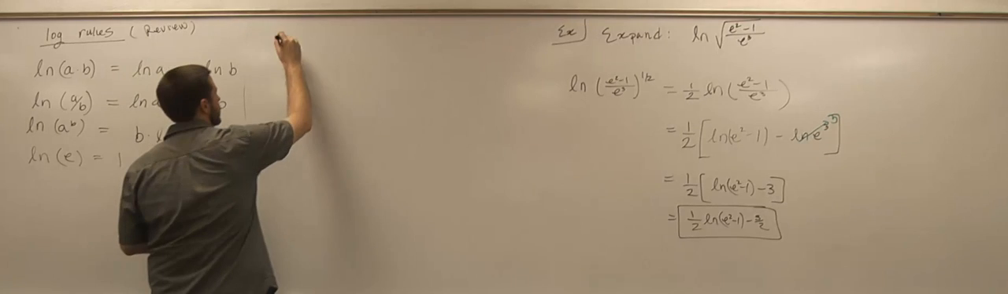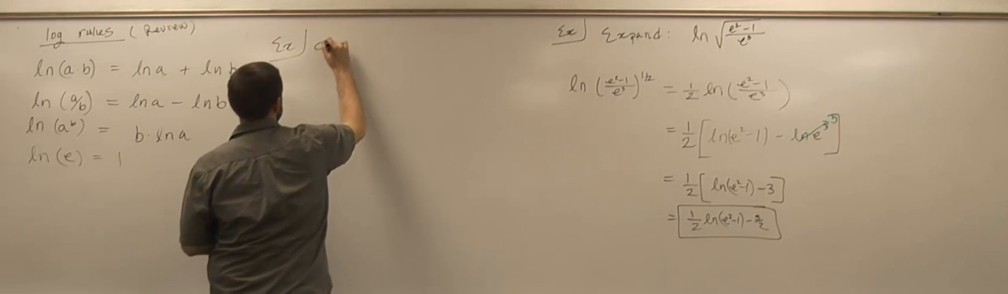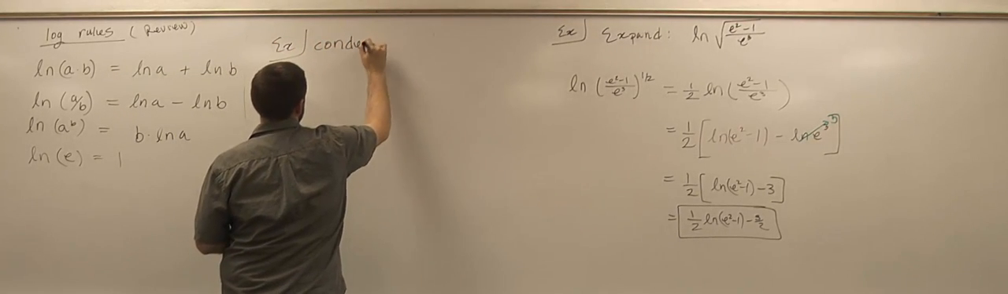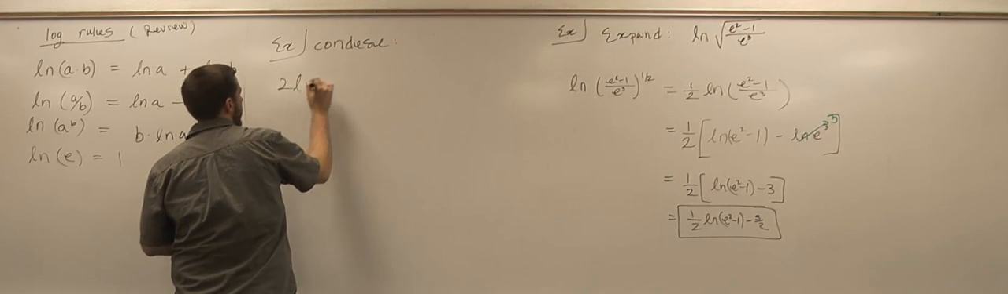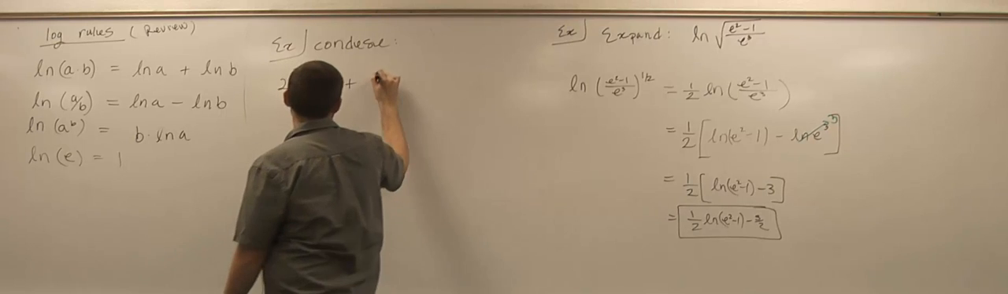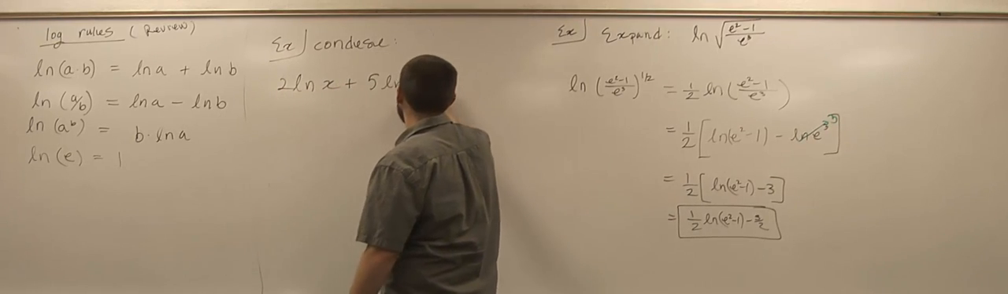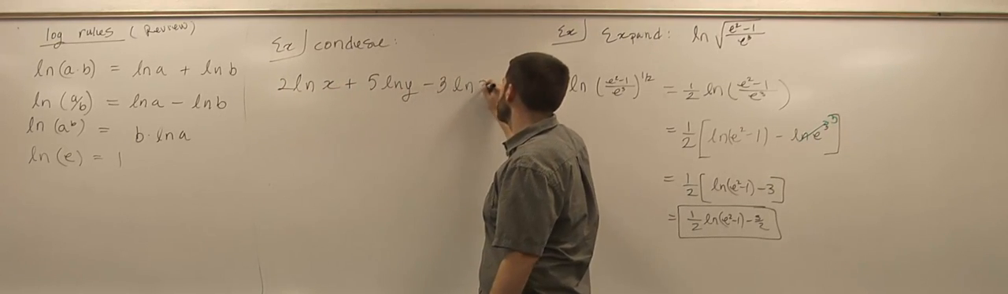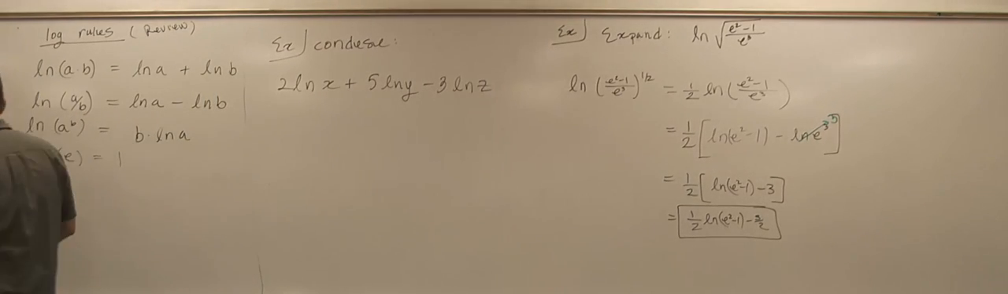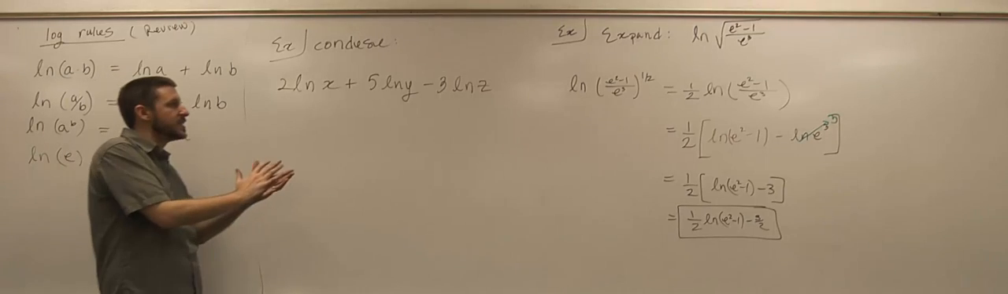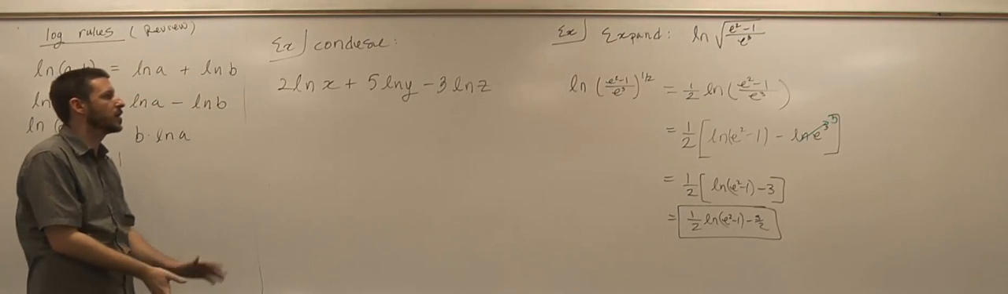So let me go the other way. Condense. 2 natural log of x plus 5 natural log of y minus 3 natural log of z. I want to condense, I'm going to put these together into a single natural log.